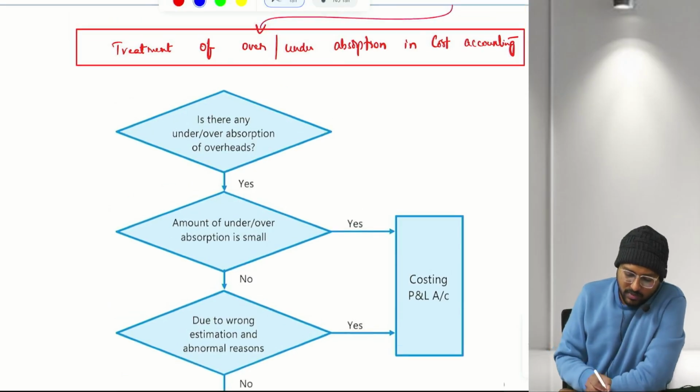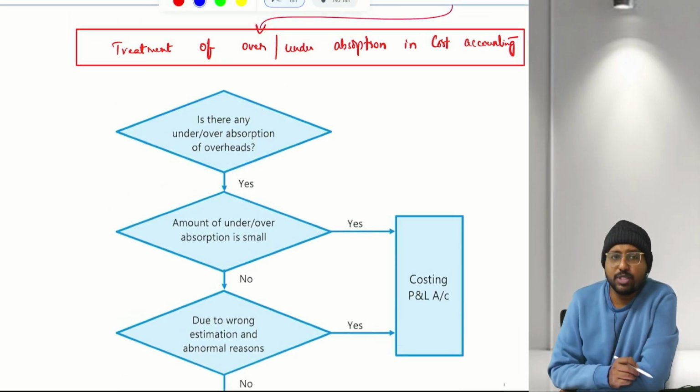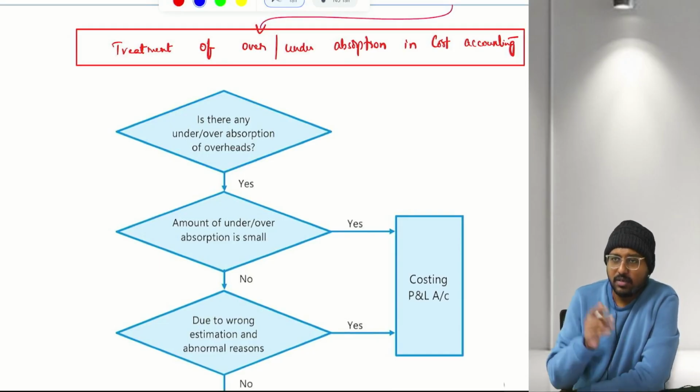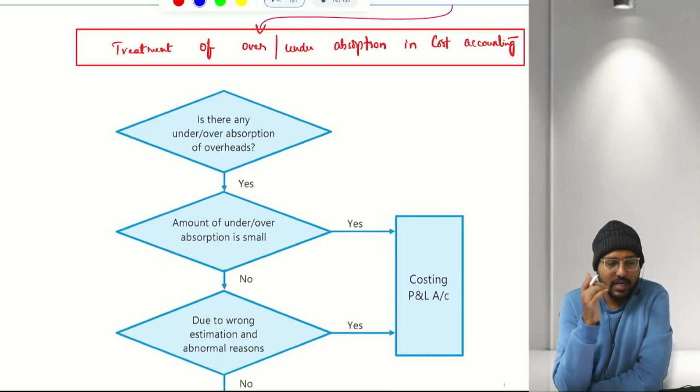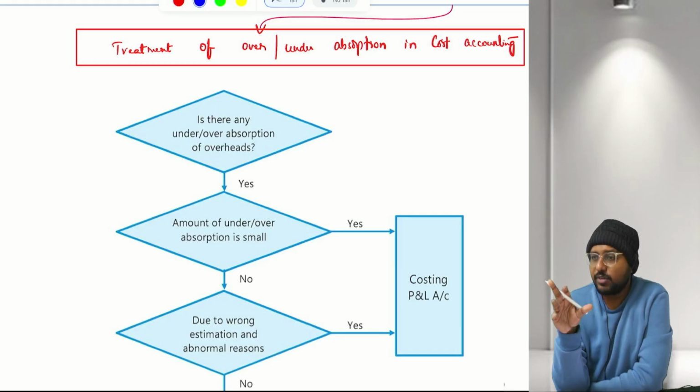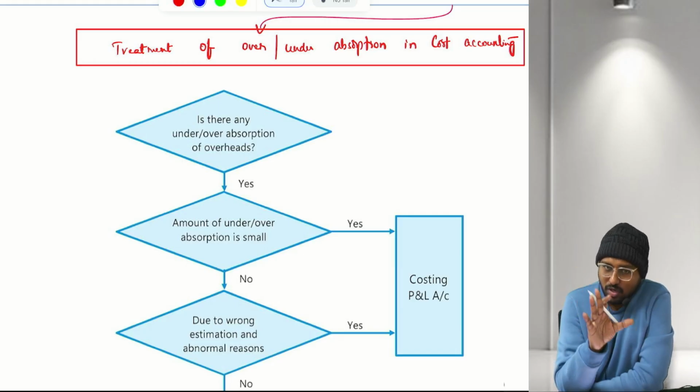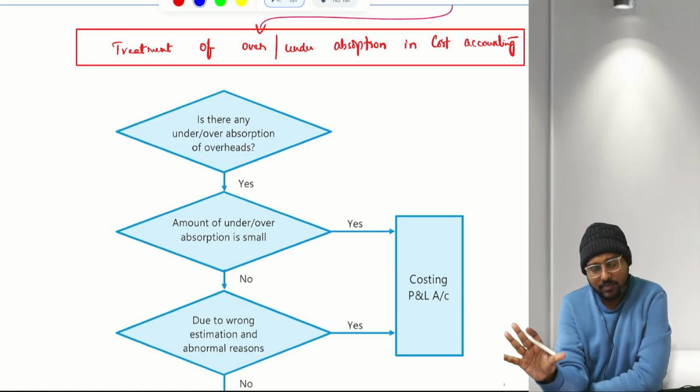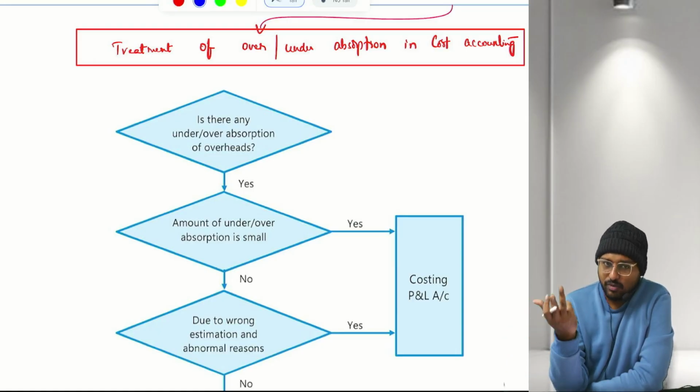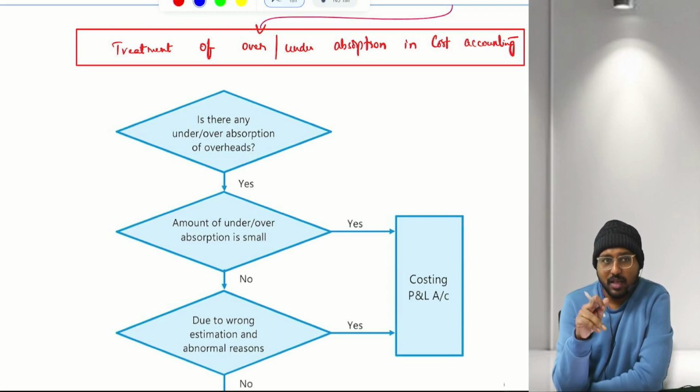So we know how to find under or over absorption. It is the difference between two things. What are they? Absorbed overheads and actual overheads. Actual overheads is very easy, it will be given in the question. Absorbed overheads is not easy, we need to calculate. How to calculate absorbed overheads?